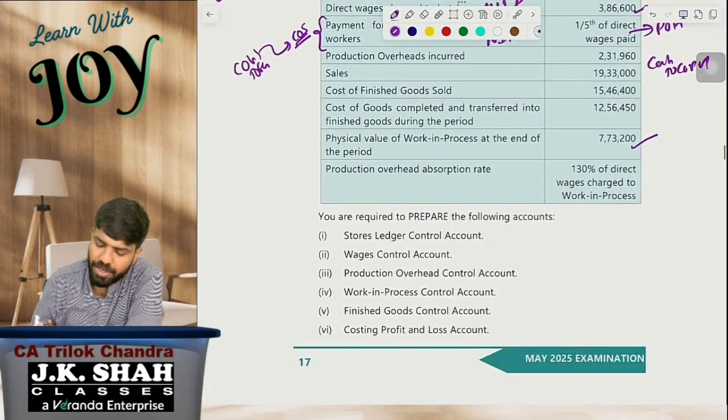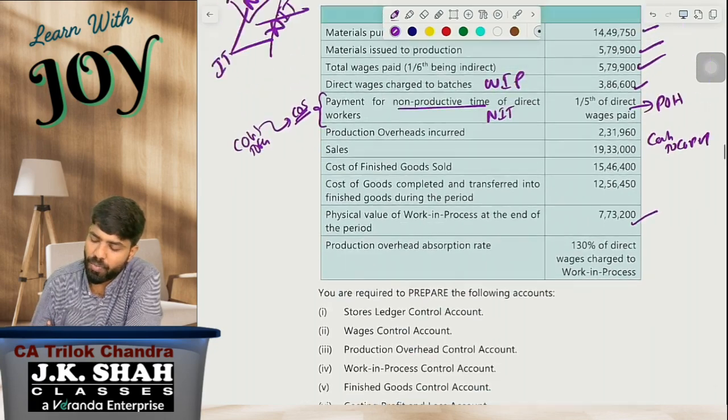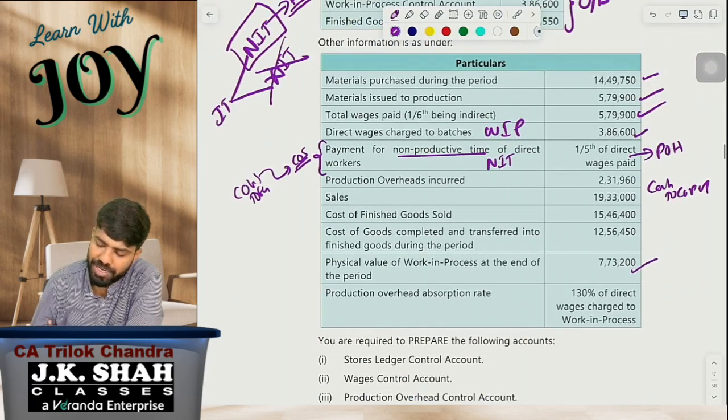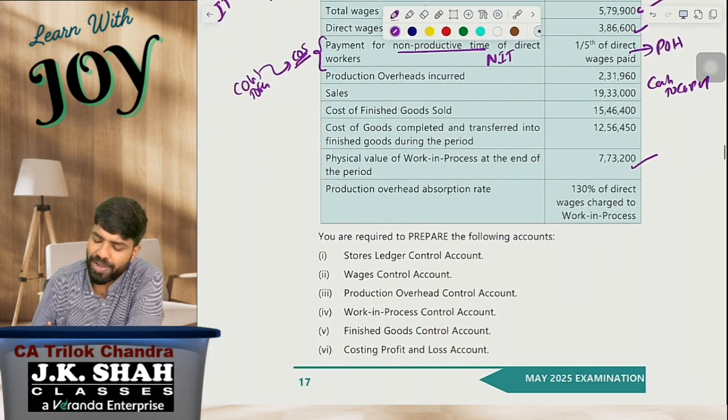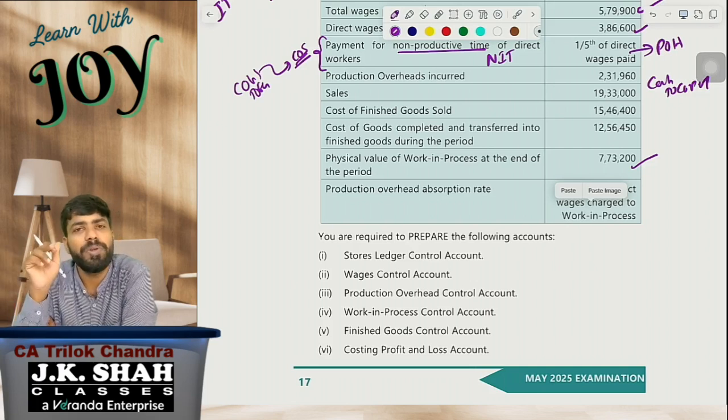Next, production overhead absorption rate: 130% of direct wages charged to work in progress. What is the wages charged to work in progress? Look here, 3,86,600. Direct wages charged to WIP is 3,86,600. On that, 130% is the absorption. What is the production overheads absorption entry? WIP account debit to production overheads.